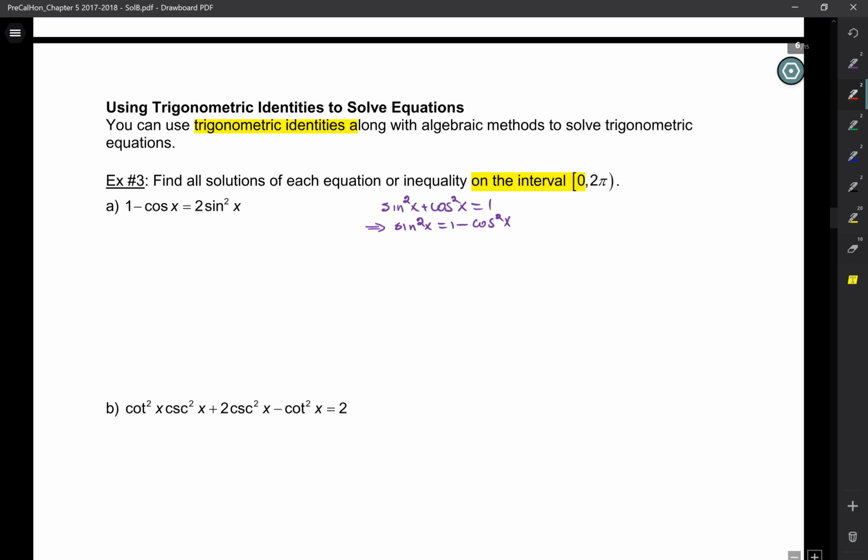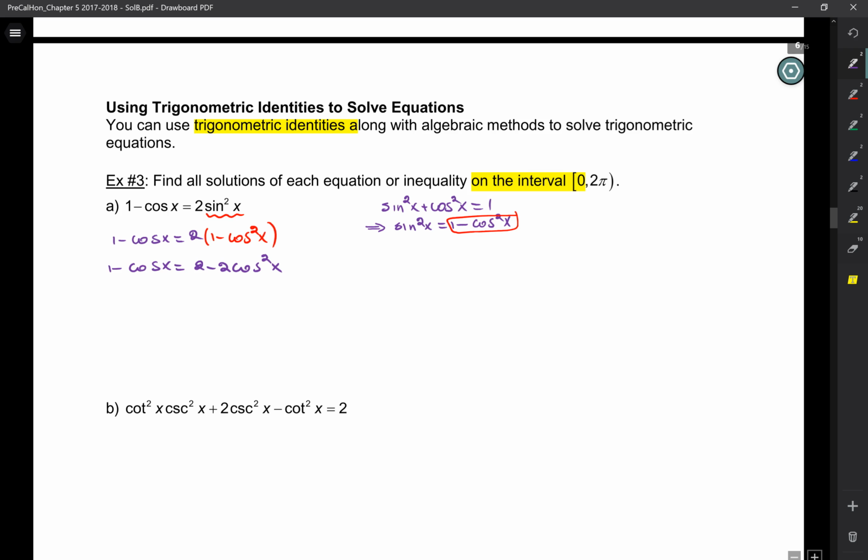So what if I take this and I substitute for sine squared x? Leaving everything else the same, 1 minus cosine x is equal to 2 times sine squared x. But what is sine squared x? It's 1 minus cosine squared x. Now this is easier to work with because I only have cosines, not cosine and sine in the same equation. Okay? So let's distribute the 2 and we'll get 2 minus 2 cosine squared x.